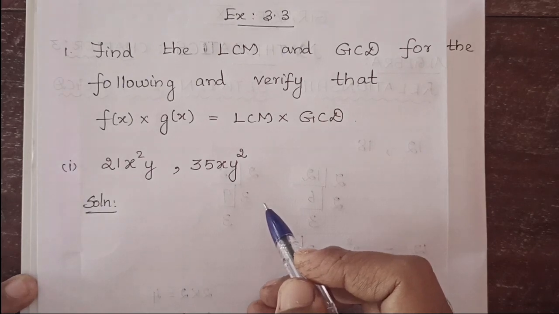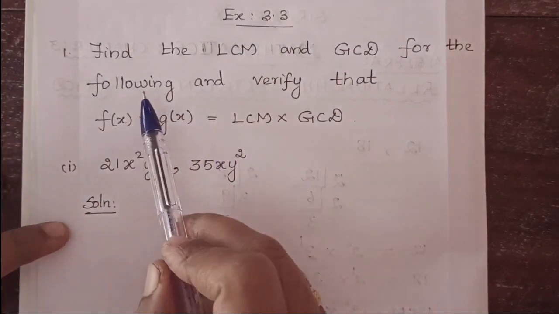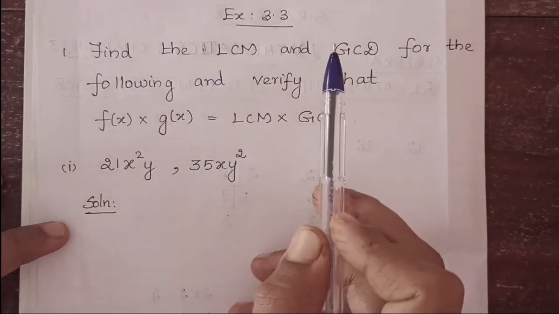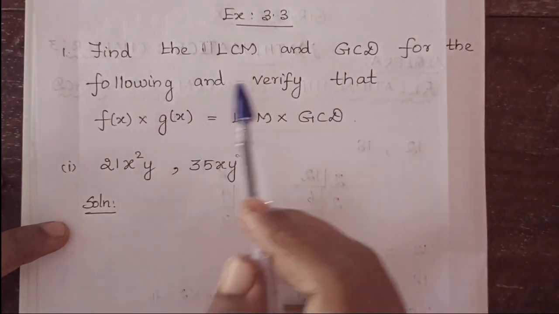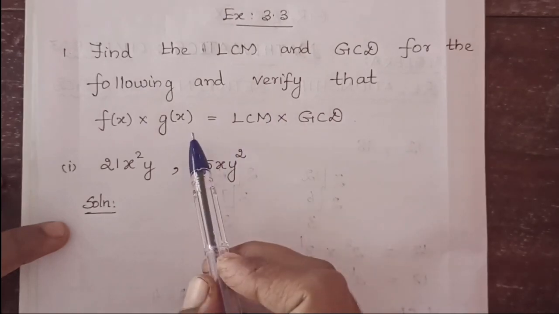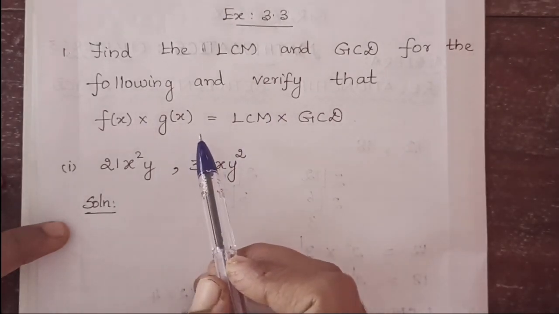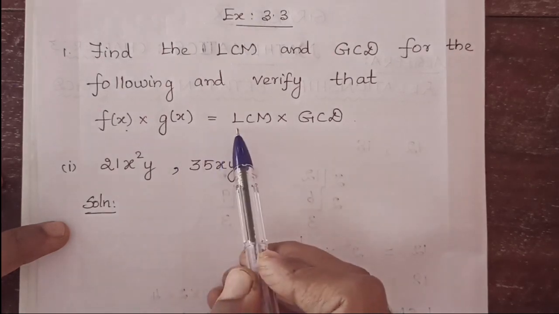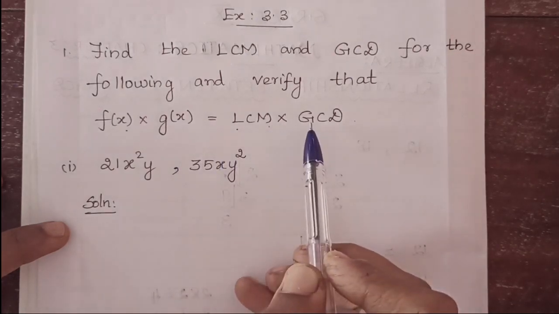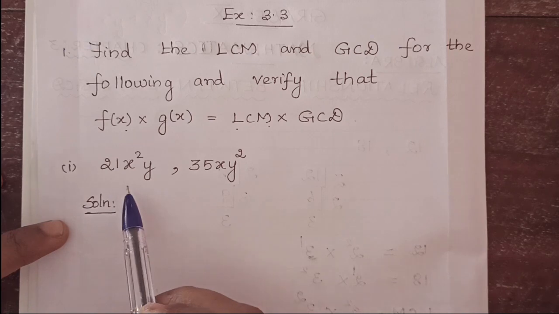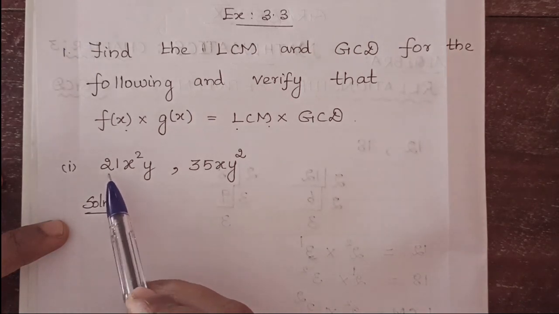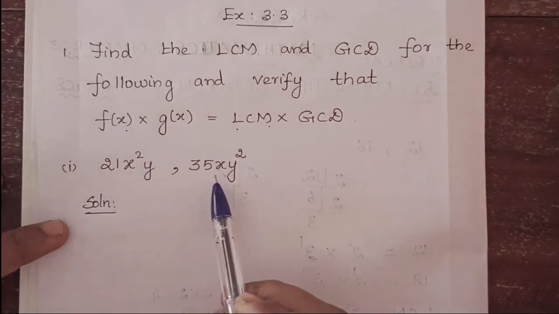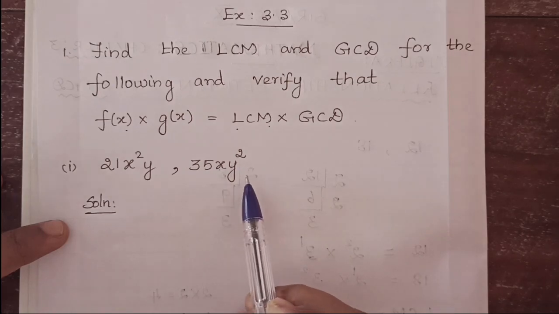Now listen, we are going to solve the exercise problem. Exercise 3.3, first Roman numeral. Listen to the question. Find the LCM and GCD for the following and verify the formula we have learned: f of x into g of x is equal to LCM into GCD. See the first question, a very simple question. 21x square y and 35x y square.